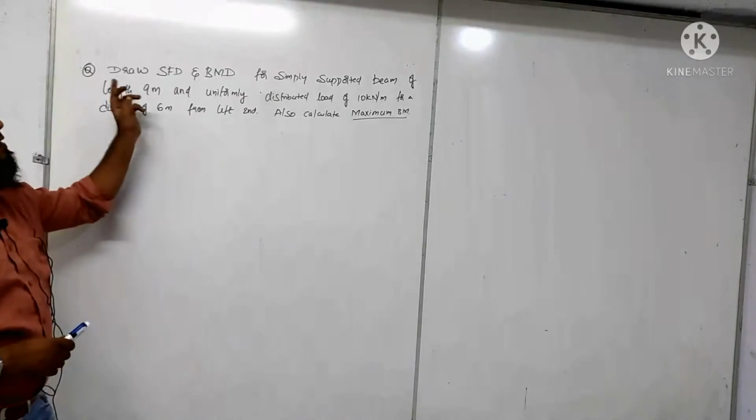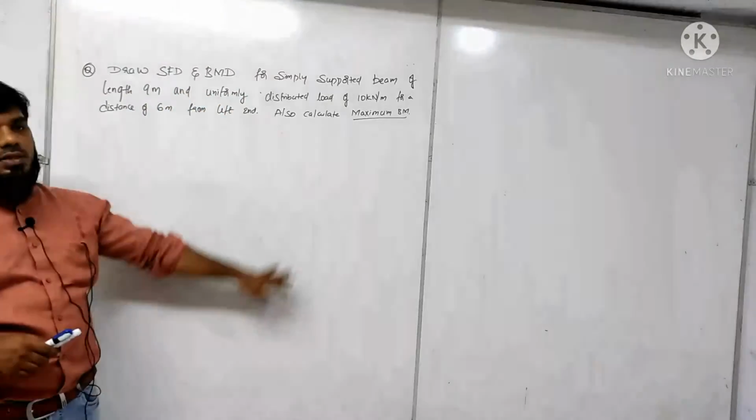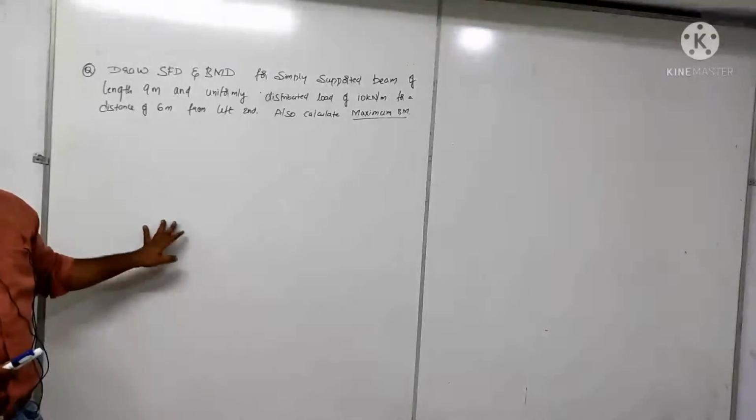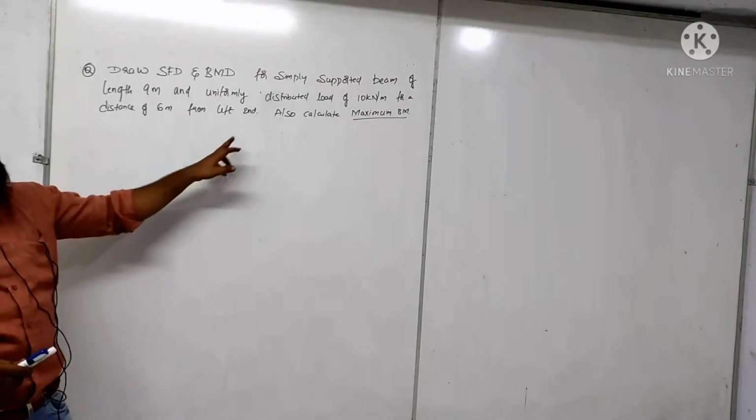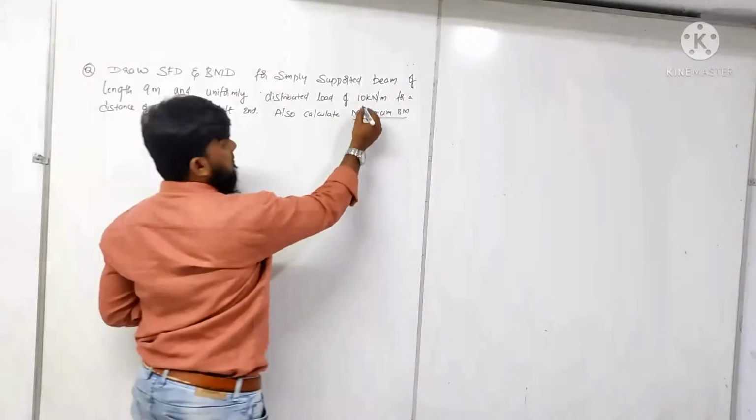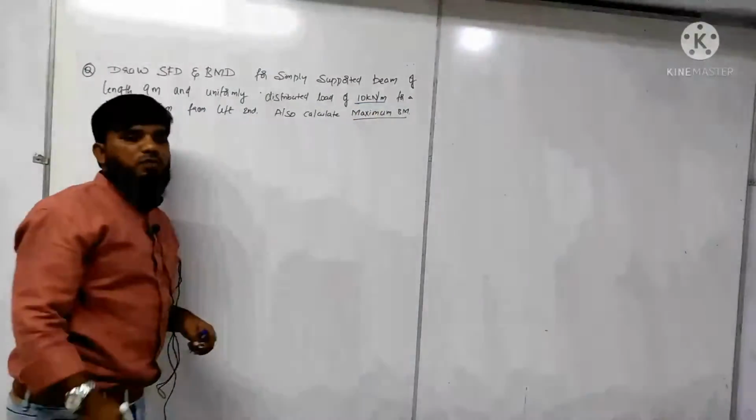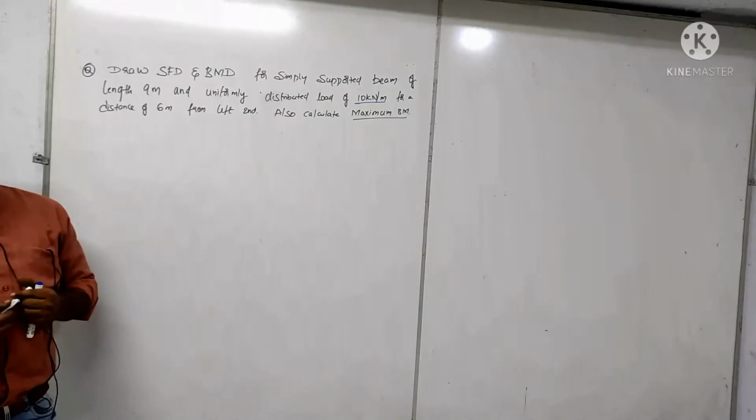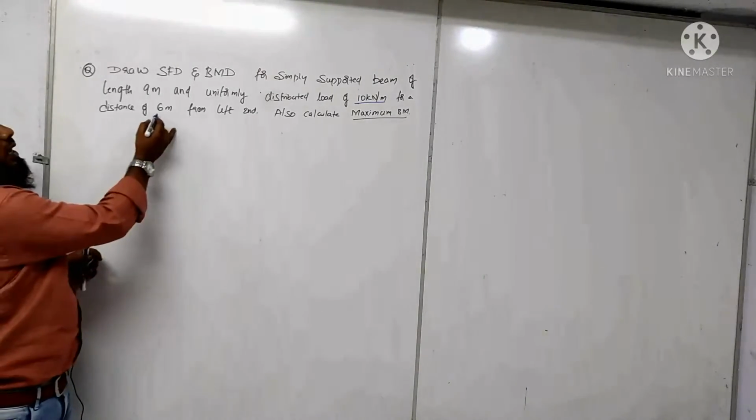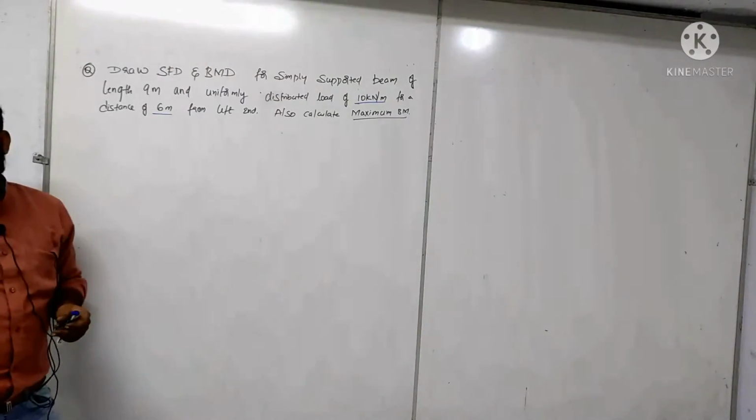So first they have given: draw the SFD and BMD for a simply supported beam of length 9 meters, and a uniformly distributed load of 10 kilonewton per meter. By seeing the unit itself, you can easily understand it is a uniformly distributed load. So over what length is the distribution done? It is done for a length of 6 meters.